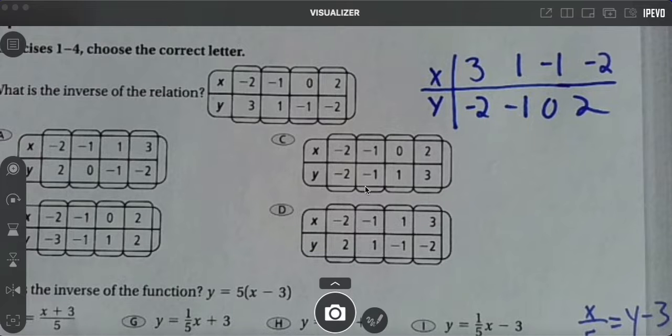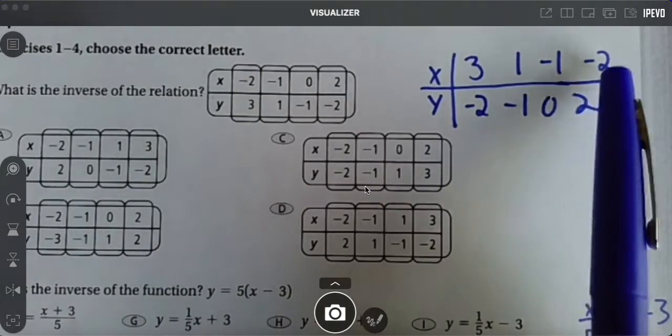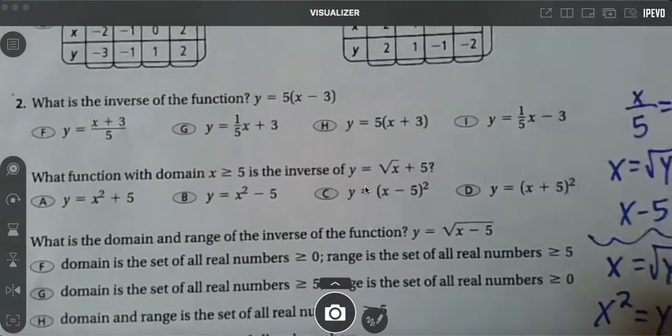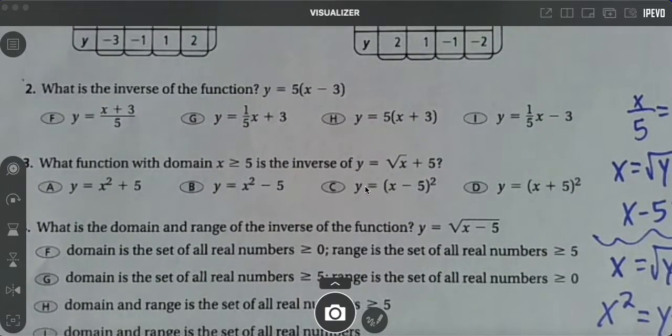Which answer choice did y'all get? Was it A? Yeah, it's A. Okay, do we understand that one? You just switched them. They just had them in a different order because they wanted their X values to be increasing.